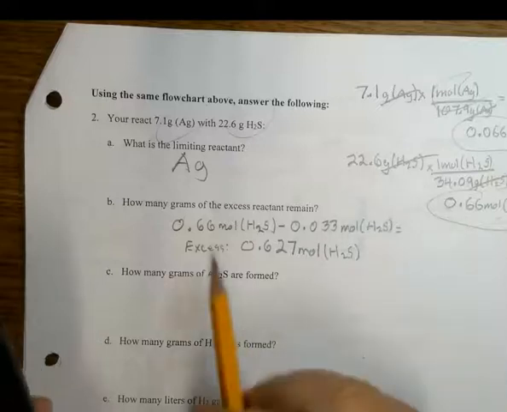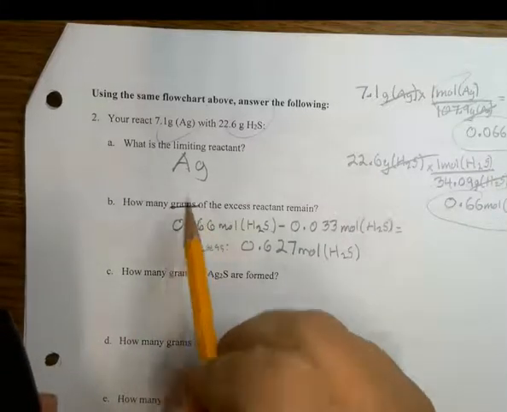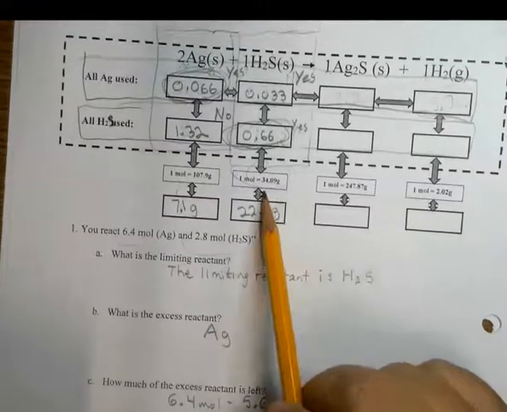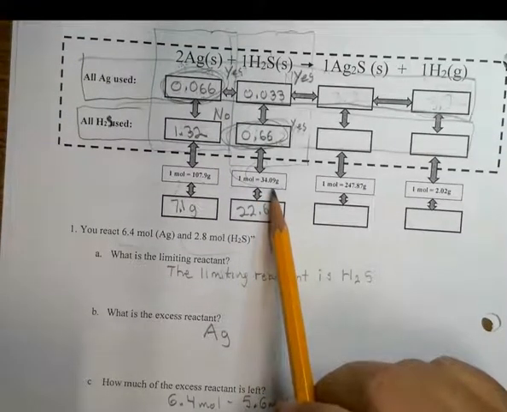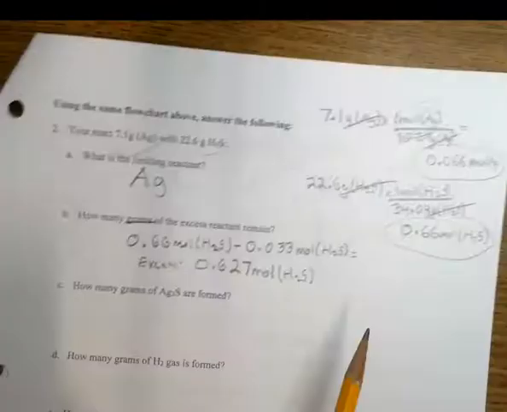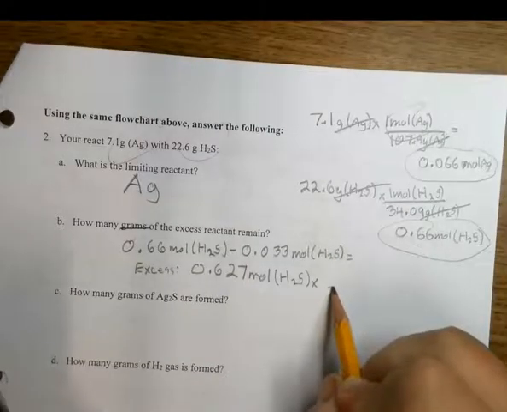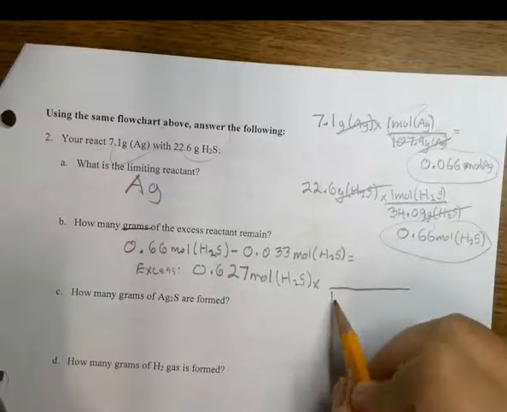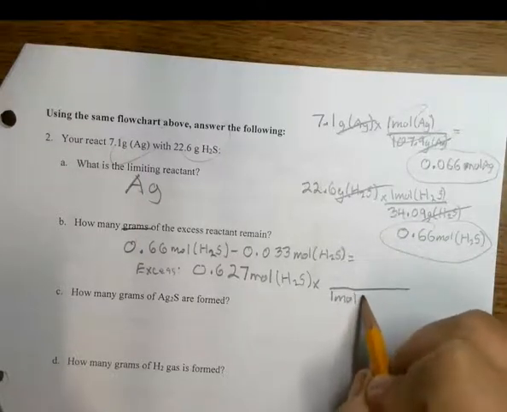Now we need to convert it to grams. It's asking us for grams right here of the excess. So we simply use our molar mass. 1 mole equals 34.02 grams of H2S. So we set it up so that units cancel. And that's going to be 1 mole on the bottom. It's a molar mass.